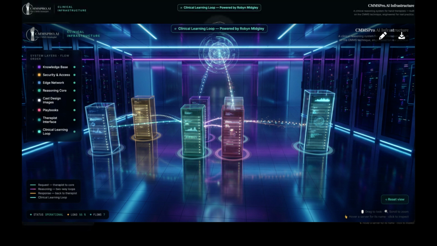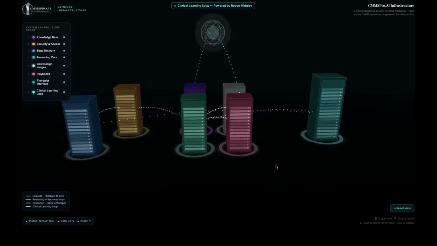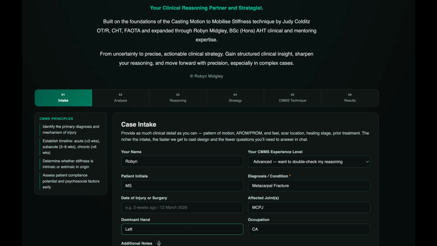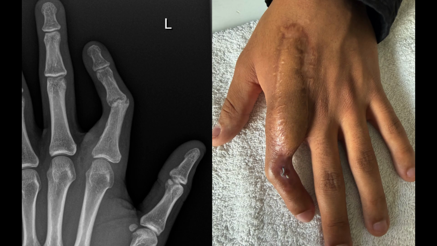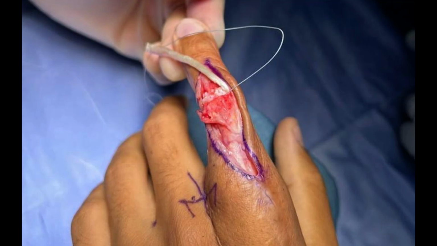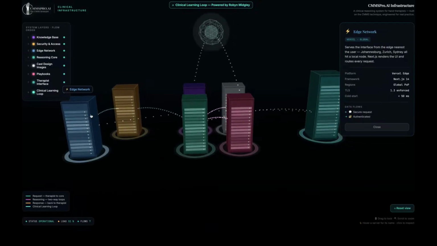What you're looking at is the infrastructure behind CMMSProAI that was developed by Robyn Midgley. A case will begin here at the therapist interface. The hand therapist enters the data for a problem she needs mentoring with, either a stiff hand, stalled recovery, or unexpected complications.